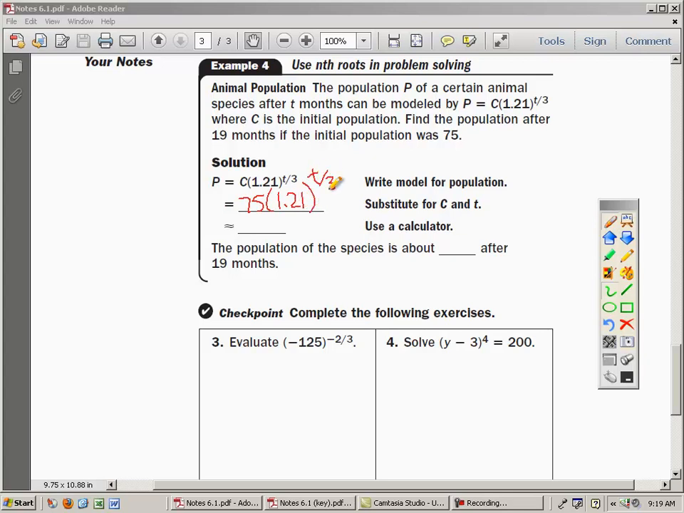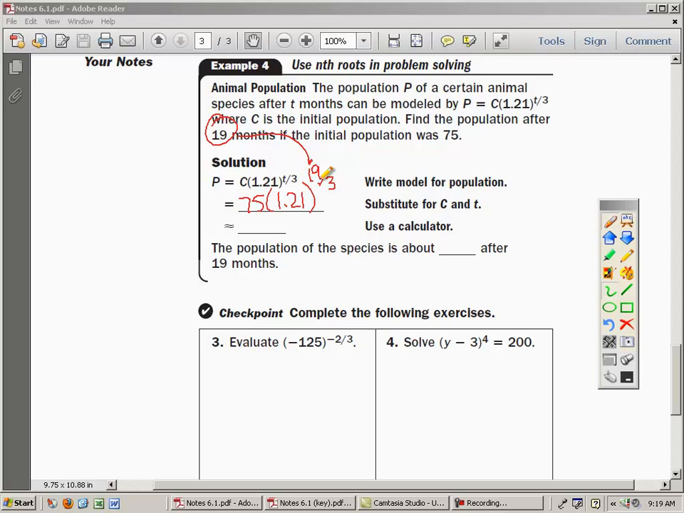And we want to know after 19 months, right? 19 months, so this becomes a 19. All right, and so I'm going to clean this up a little bit. Let's get rid of that. And let's change that to a 19. And so this becomes 75 times 1.21 to the 19/3 power. Now, there's really no way to do this without using a calculator. We have to raise 1.21 to the 19/3 power and then multiply by 75.